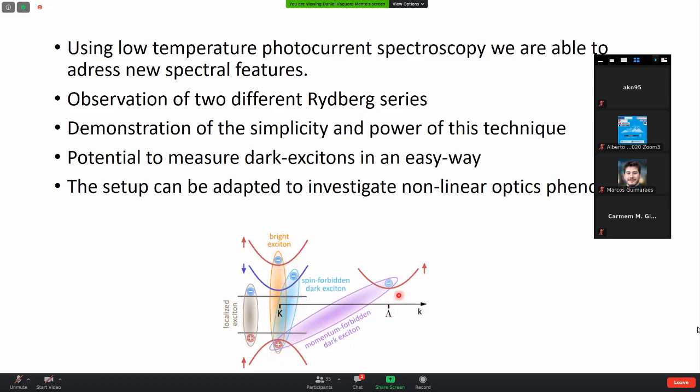Looking in the long term, I think that this setup can be very well adapted to study nonlinear optics in TMDs, but that work will be for the future.